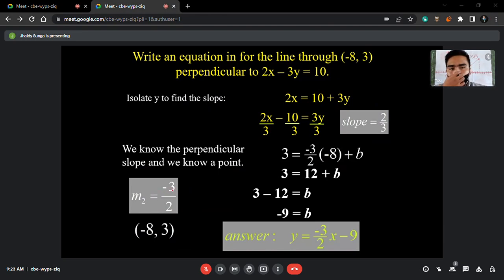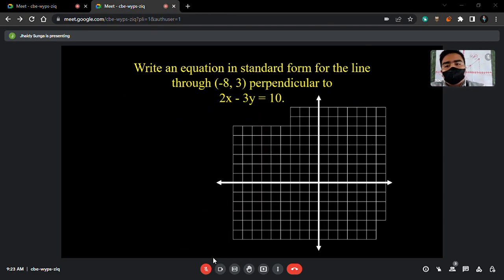Okay po? Now, for this graph, write an equation in standard form. You know the standard form, ax plus by minus c is equal to 0. So, from this time, we are going to write the equation in standard form for the line through points negative 8 and 3, perpendicular to 2x minus 3y is equal to 10. So, we are going to write the equation in standard form.